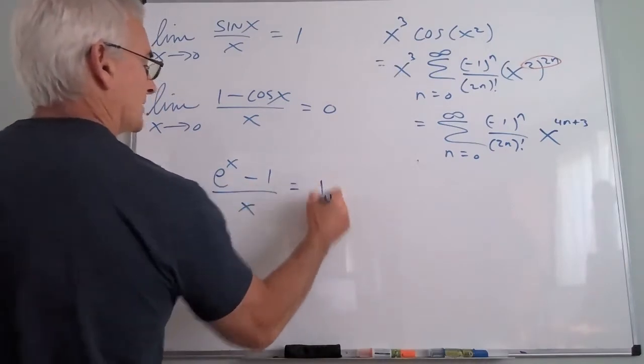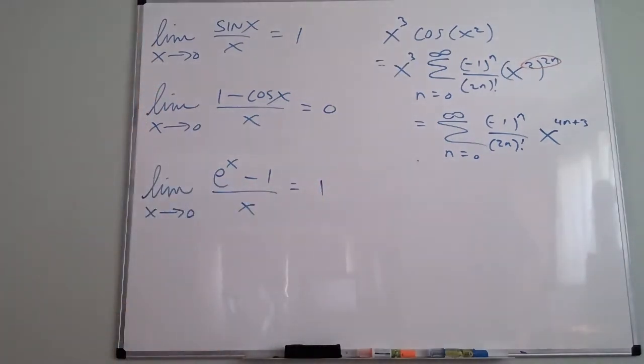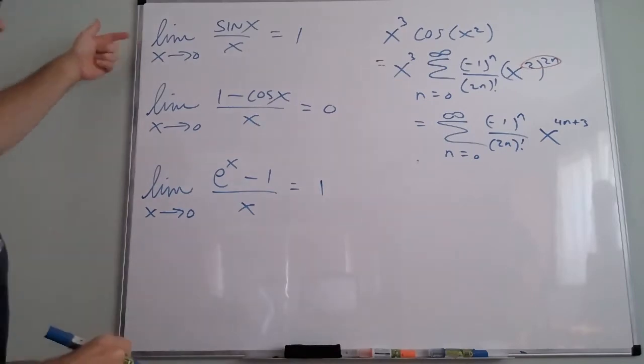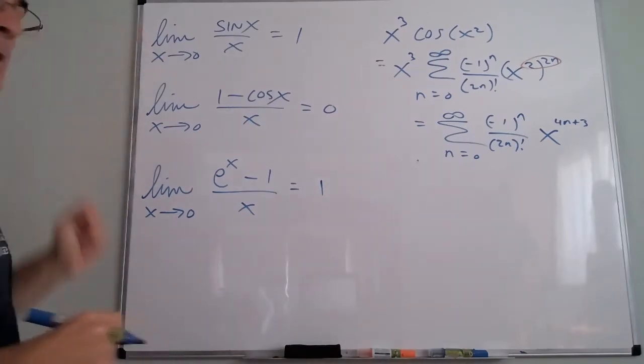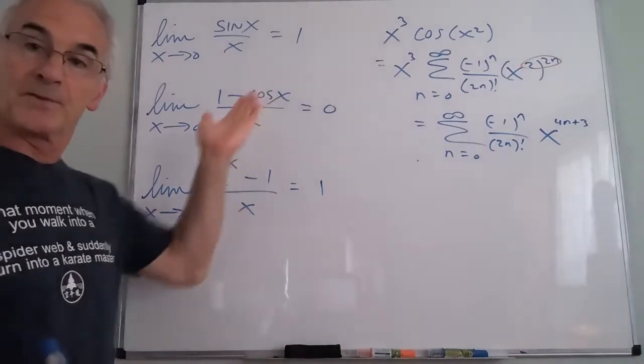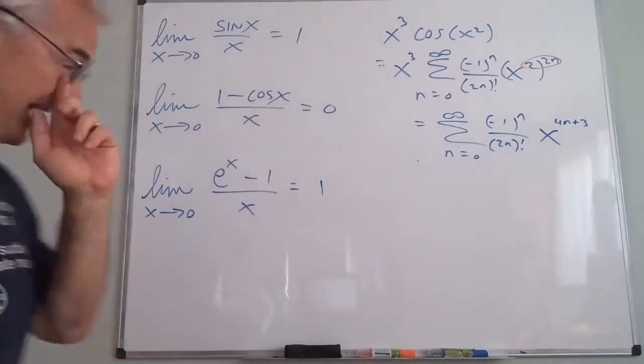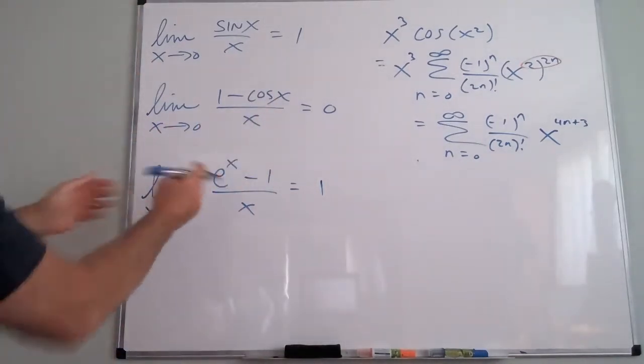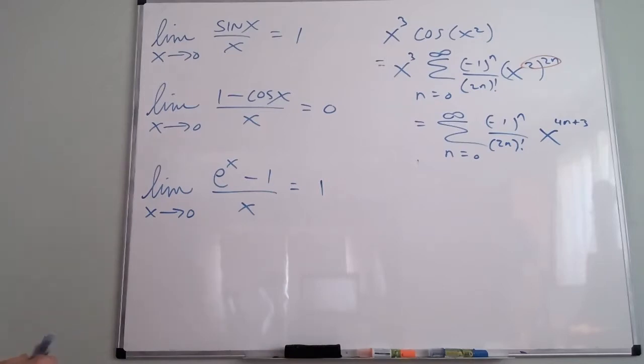And we know this one is 1. These are three of the most important limits. The basis of all trig derivatives come from here. So when I do my definition of the derivative, one of those always shows up. And the way I got the derivative of e to the x was to use this limit right here.